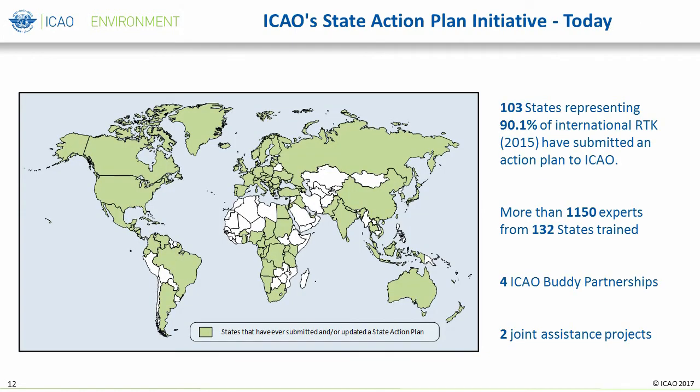The numbers speak for themselves. To date, the initiative has been a success, with 103 states having voluntarily submitted an action plan. Those states represent more than 90% of international traffic. More than 1,150 experts from 132 states have been trained. There are also 8 states involved in the 4 buddy partnerships. And finally, we have 2 joint assistance projects which have created real benefits for the states involved.